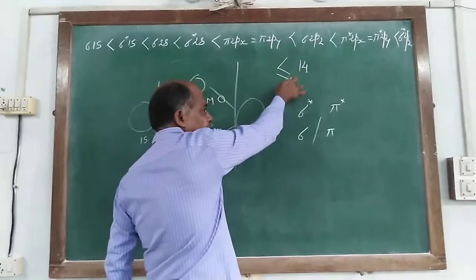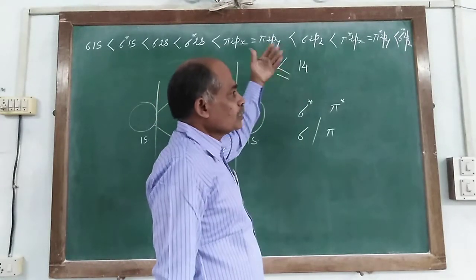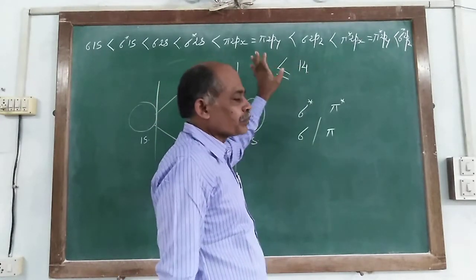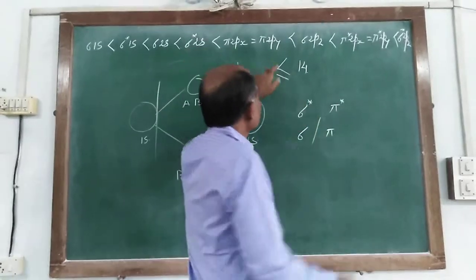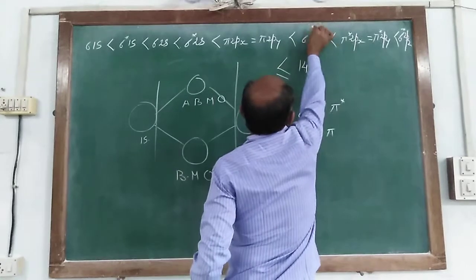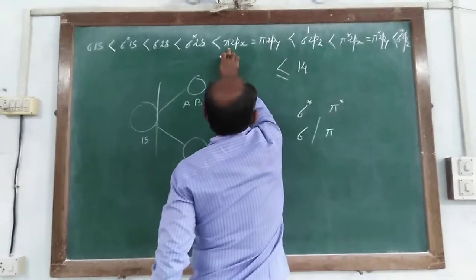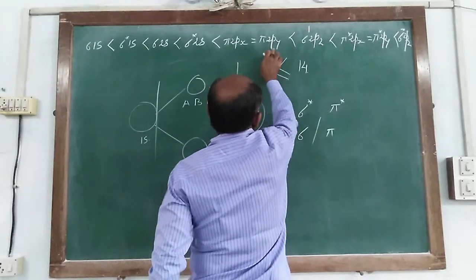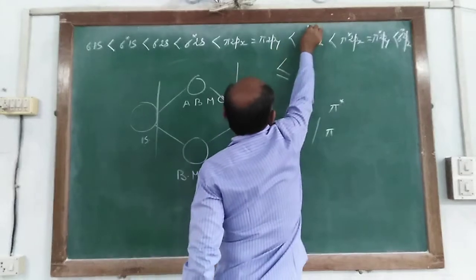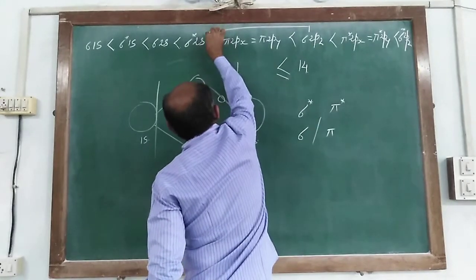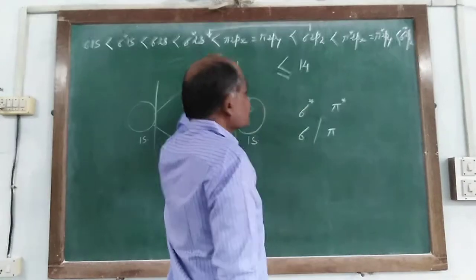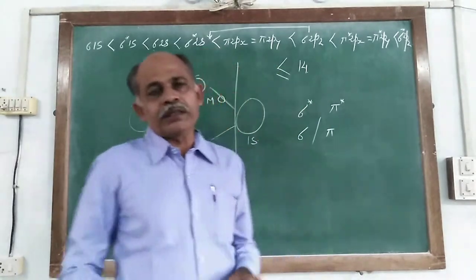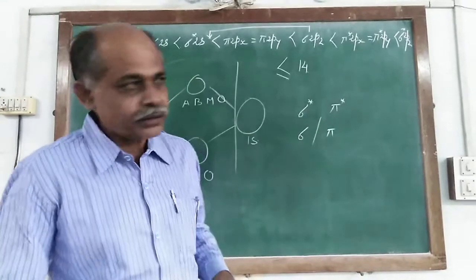When the number of electrons is more than 14, this sequence changes: pi 2px equal to pi 2py comes after filling the sigma 2pz. It was already explained in the previous lecture.